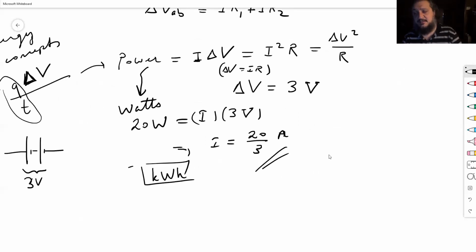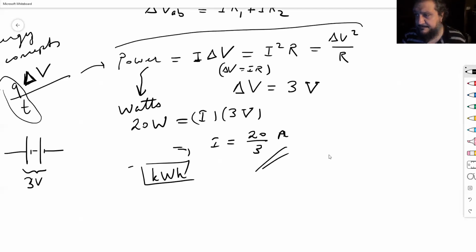One kilowatt hour is 20 cents, for instance. That's the energy. You can use that energy in one day or in one month. They don't care. You only pay based on the energy, not the power. Okay, so these are the formulas for power, and through a resistor, that's how we interpret it: the energy dissipated through a resistor.